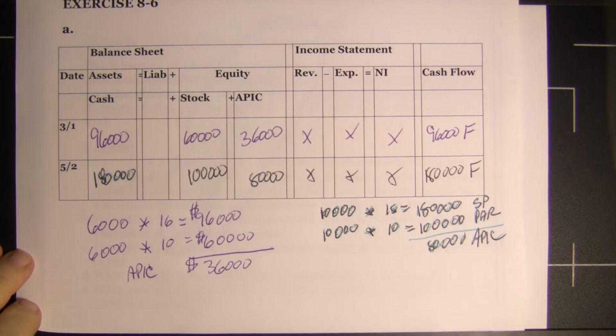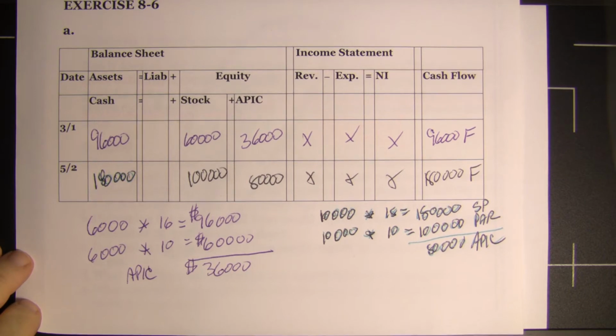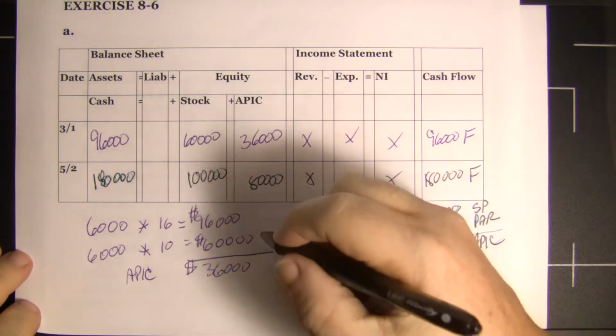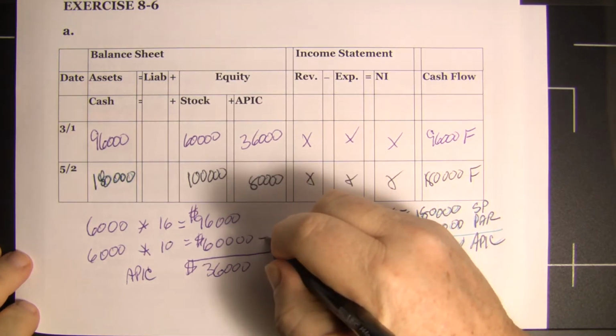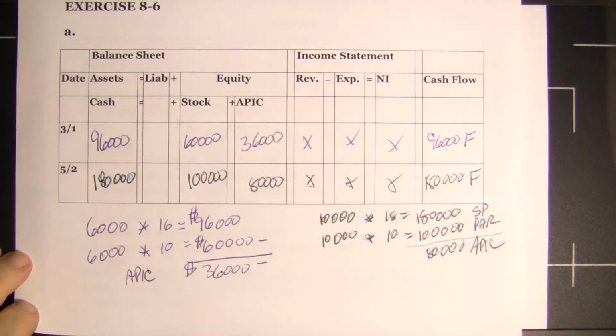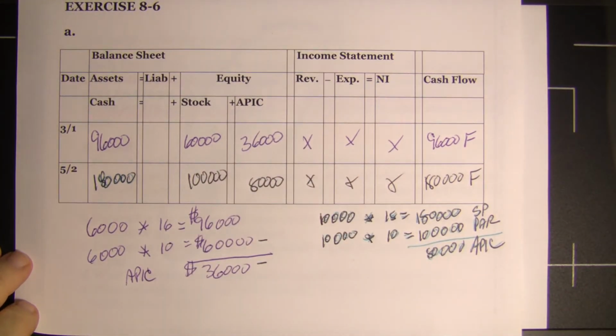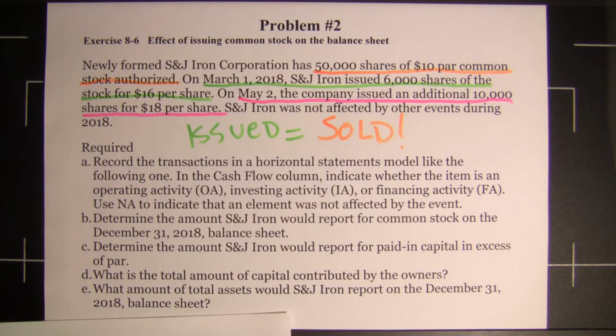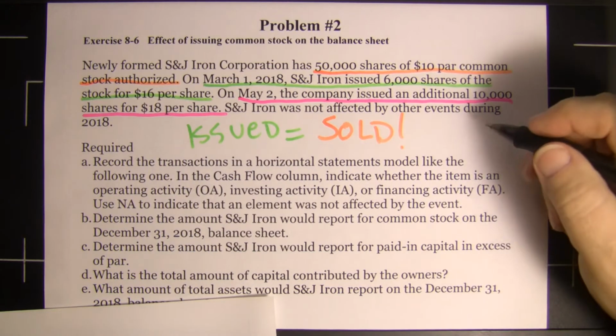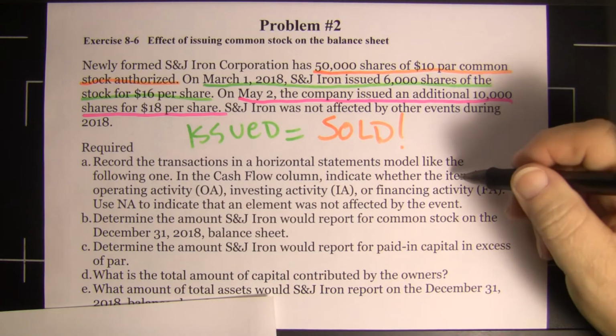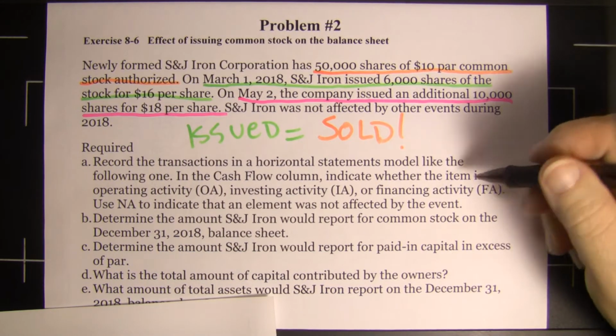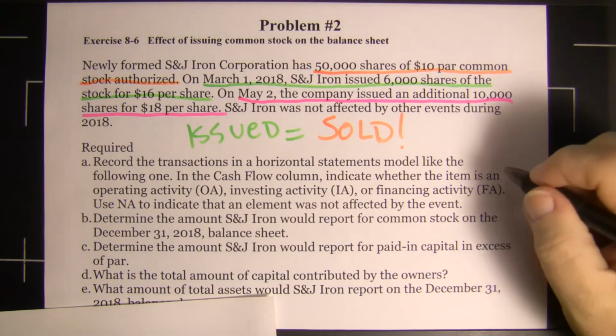So, key takeaway there, you have to remember to separate out the stock at par and the additional paid-in capital. That's the only accounting you have to remember. Okay? So, record the transactions in a horizontal statement like the one we showed, so we did that. So we're good with that one.